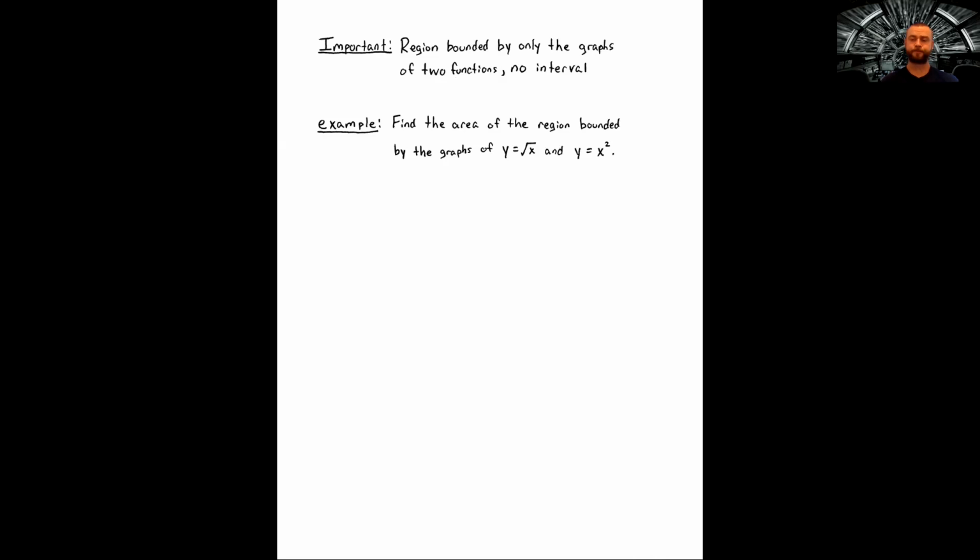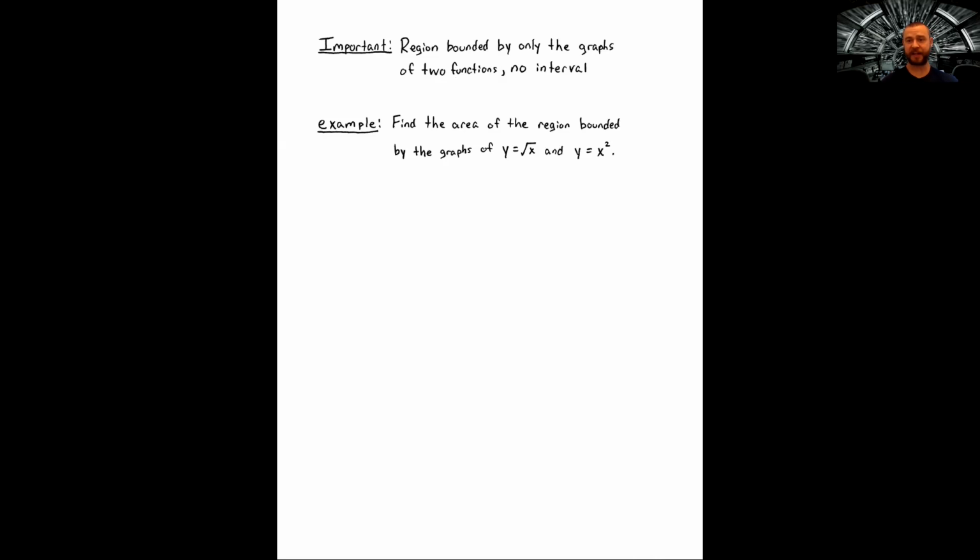All right, so I want to point out here, we're going to transition. Instead of having two curves given and an interval, so instead of y equals f of x and y equals g of x being given over an interval a to b, we can have a region bounded just by two curves. So let's suppose the information is given, like in this example, where you just have the two functions bounding the region and no interval. So we are given the graphs of y equals square root of x and y equals x squared.